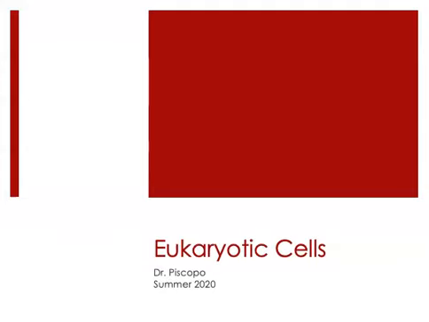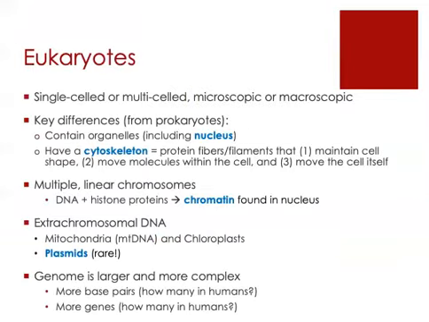Today we're going to be talking about eukaryotic cells. The eukaryotes, if you recall, have several key differences from prokaryotic organisms. We said that eukaryotes can be either single-celled or multicelled. They can be microscopic or macroscopic. Very different from the bacteria and the archaea.